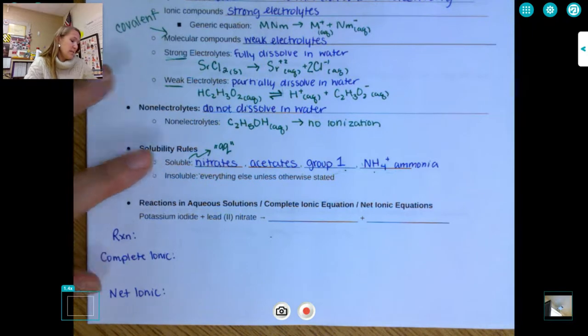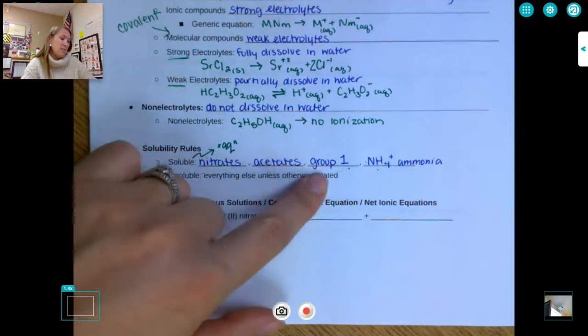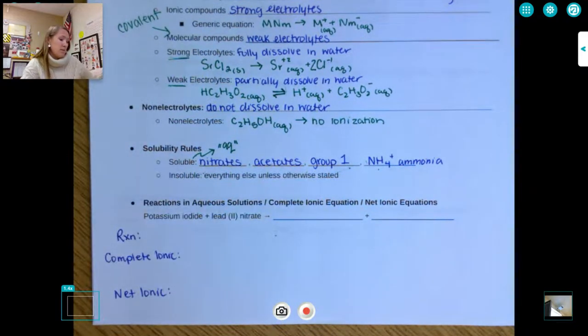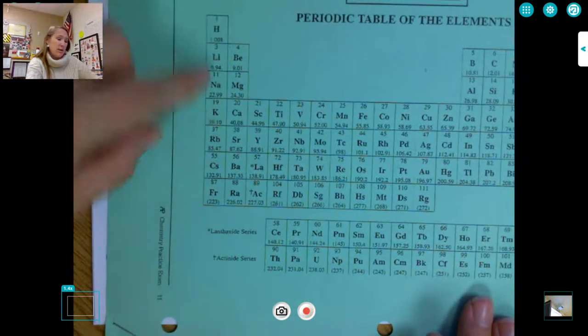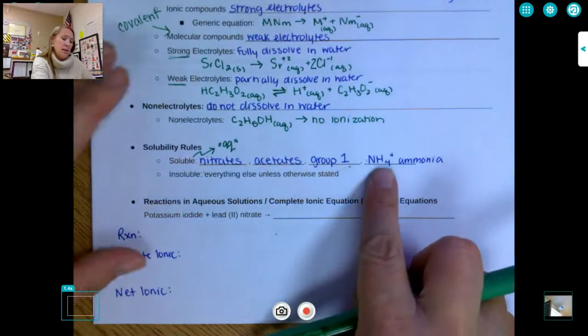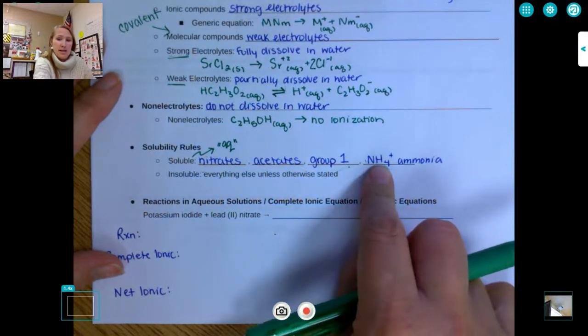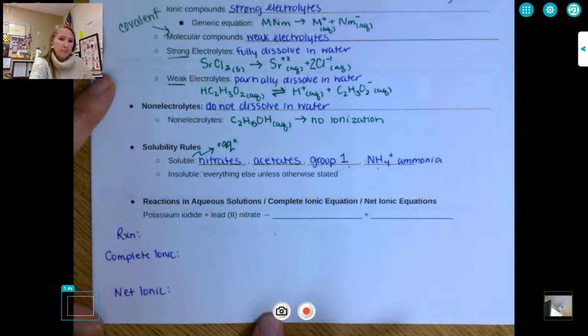So if something is soluble, it ends in nitrate or acetate. Remember, group 1 metals are these here, in our first group of the periodic table. And then ammonium is the polyatomic ion NH4 with a positive 1 charge.